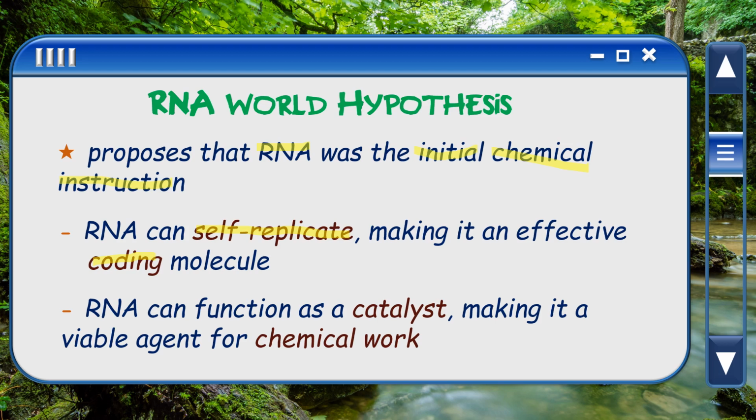Secondly, they say that RNA can function as a catalyst, making it a viable agent for chemical work. If proteins are doing that chemical work by being catalysts, RNA can also function as a catalyst. So it is a viable agent of chemical work, the work that can be done by the protein. So they are trying to say that RNA might have been the initial instruction chemical.